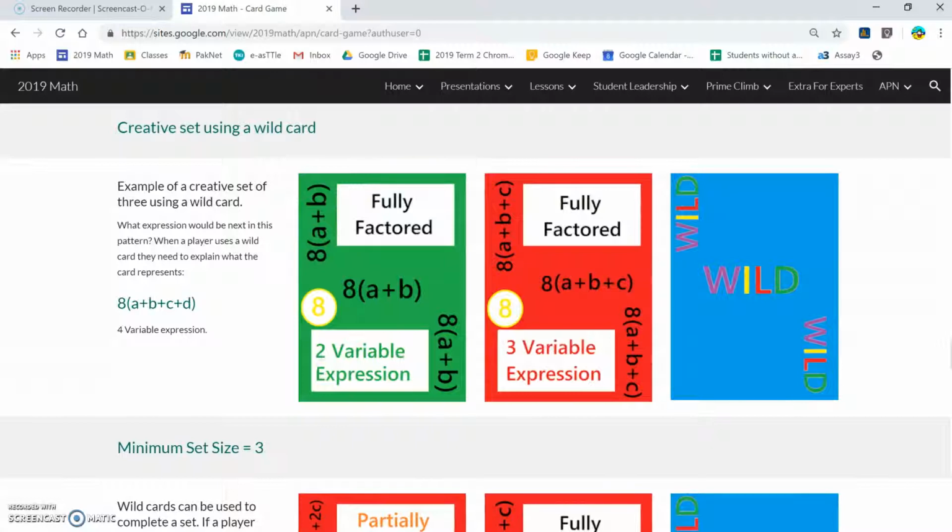Now, if you're a little bit more advanced, you can be creative with your set creation. So for this example here, you could use a wildcard, and that wildcard could be 8a, or it could be 8 in brackets a plus b plus c plus d. So that's where the students start to debate, is that valid, isn't it valid? It's up to them to decide. And of course they come and ask you and then you give your expert opinion.